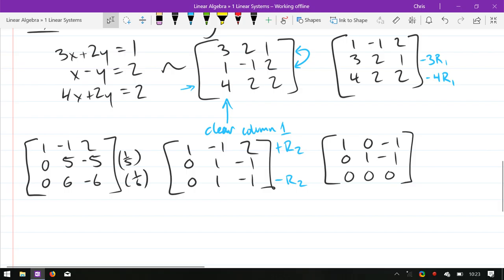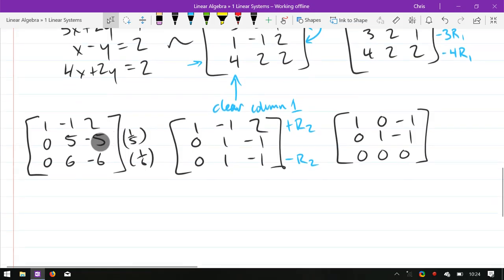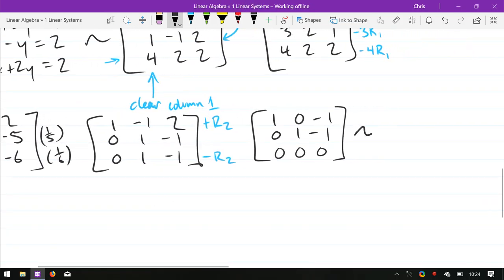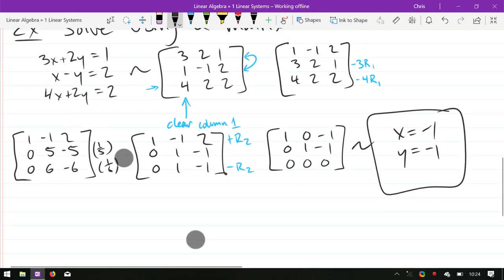So any questions on the steps I took? Again, we may not have the exact same steps, but we should be getting the same final system. So I'm just going to write out those equations, x = -1, y = -1, and that is our answer, hopefully. I'm just going to quickly plug in without spending... that's not looking good.